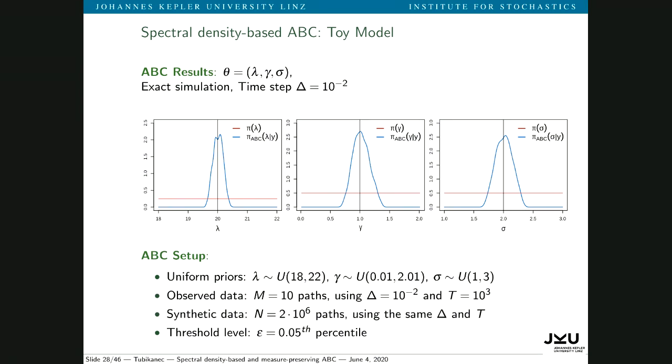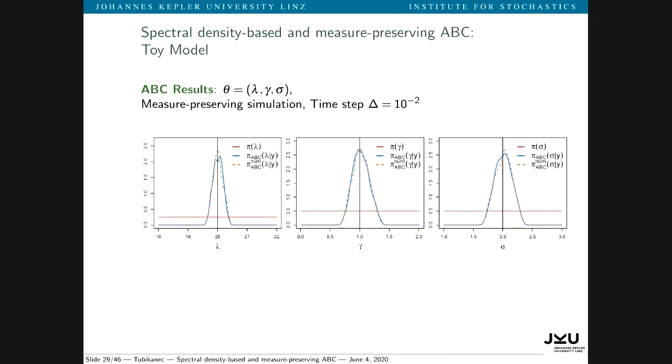And now let me show you what happens when we replace exact synthetic data simulation with a measure preserving numerical method. I will come back to this method later. So we see that we get basically the same marginal posterior densities, which are marked here as dashed orange lines. And now we may ask what happens when we wish to use Euler-Maruyama for synthetic data simulation.